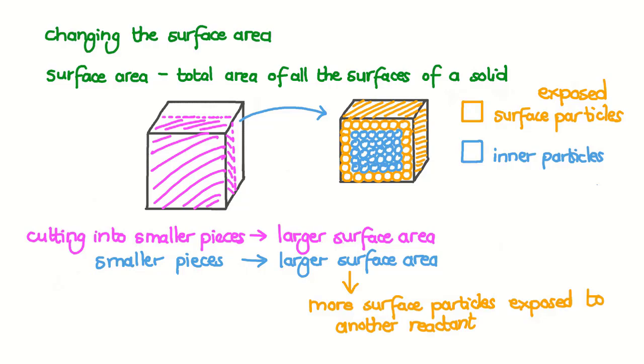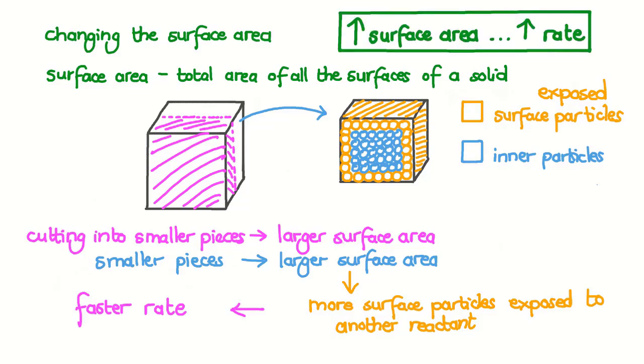So it makes sense that smaller pieces of a material give a larger surface area, and thus more surface particles are exposed to interact with another reactant. And this in turn gives a faster reaction rate. To summarize all of this, increasing the surface area of a solid by breaking or cutting a solid into smaller pieces increases the rate of a reaction.